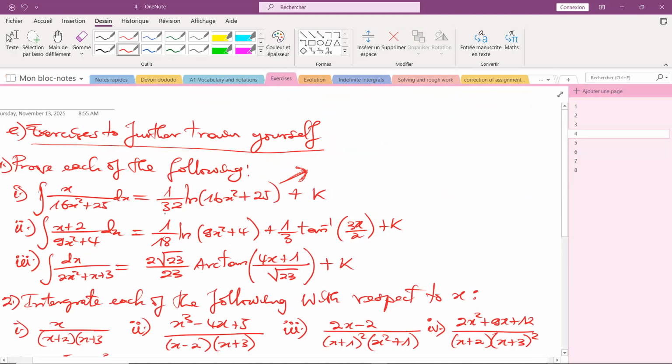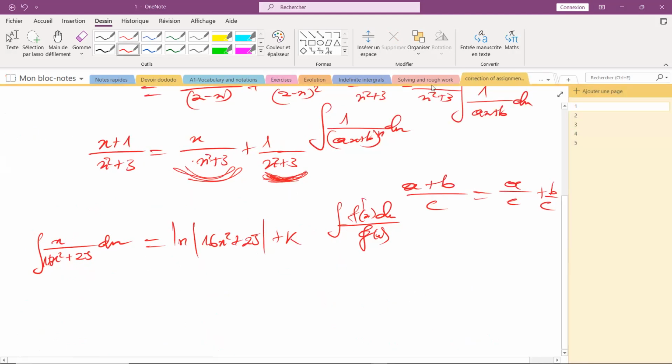No, you have 1 on 32. Yes, 1 on 32. Where is it even? 1 on 32 here.